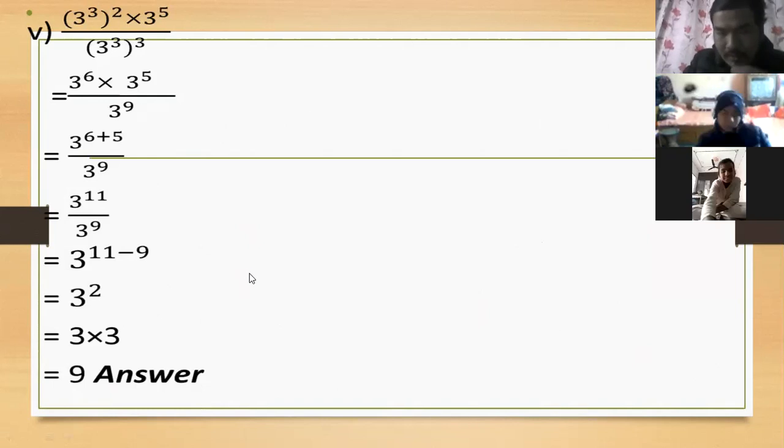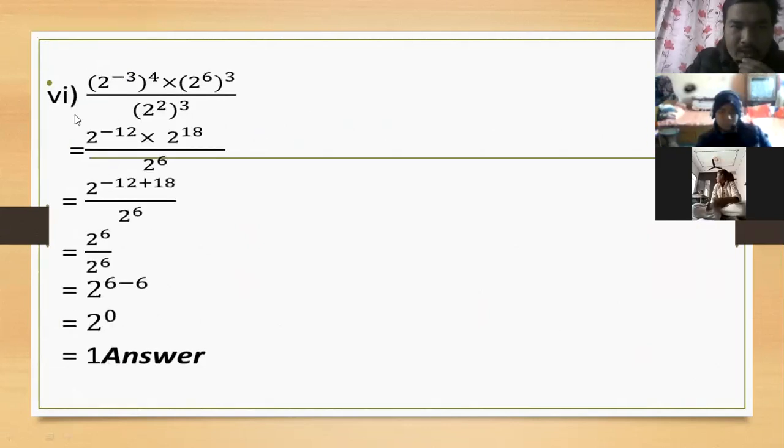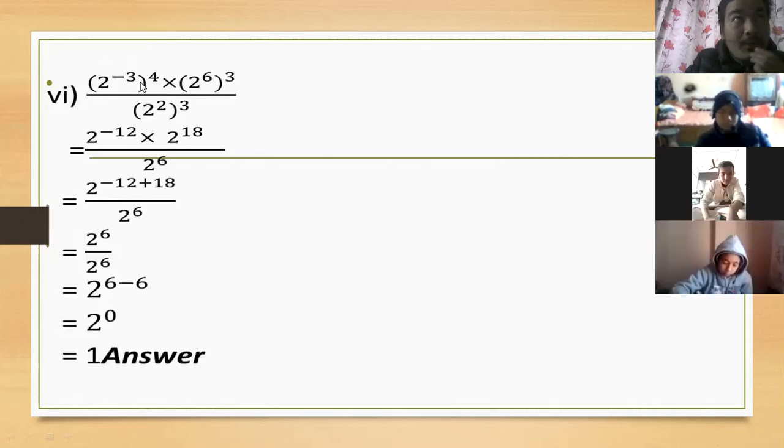Now I am going to show you the next question. In this question also we have to follow the same rule. Look here: 2 to the power minus 3, whole power 4. We multiply minus 3 into 4, which is minus 12. Then 6 into 3 is 18, and in the denominator 2 to the power 3 is 6, so 2 to the power 6.